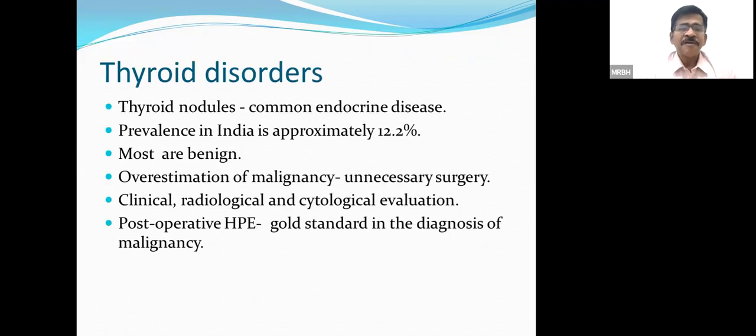So what are the important thyroid disorders? Thyroid nodule is the most common endocrine disease. Prevalence in India is approximately 12.2%. However, most of these nodules are benign. On investigation, if there is overestimation of malignancy, the patient may go for unnecessary surgery. All patients need clinical, radiological, and cytological evaluation. However, postoperative histopathological examination is the gold standard in the diagnosis of malignancy.